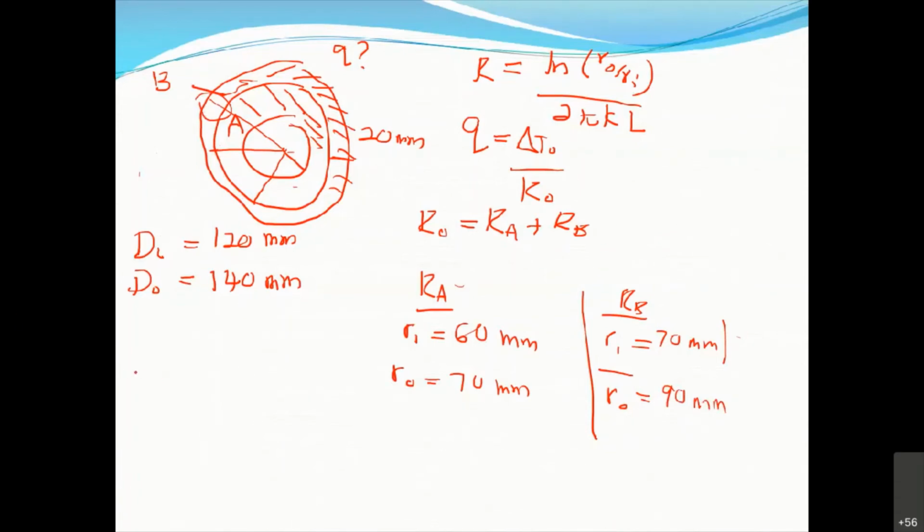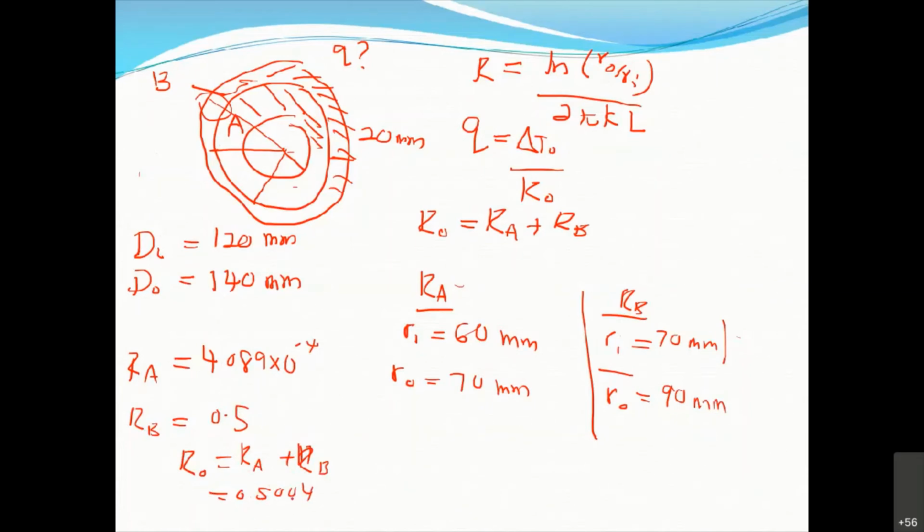Once you know the value of Rb, let's say I tell you Ra is equal to 4.08 × 10 to the power of -4, and Rb is equal to 0.5. So you can find the value of R overall, which is Ra plus Rb. You'll get a value of 0.5004.